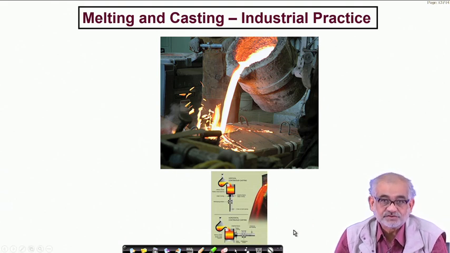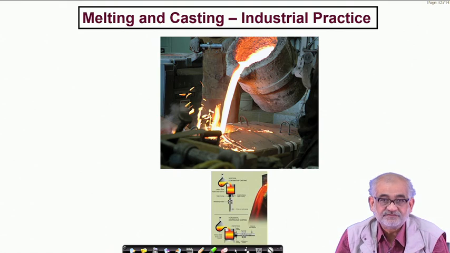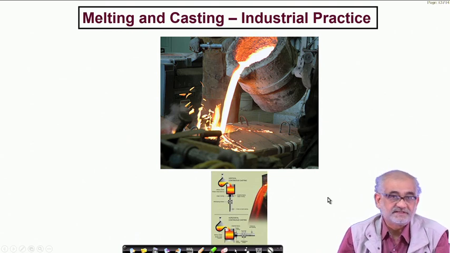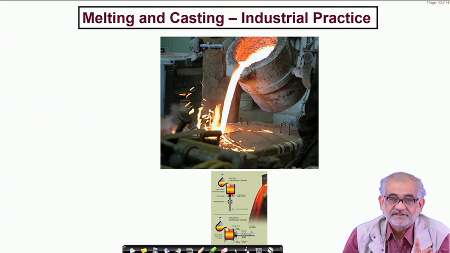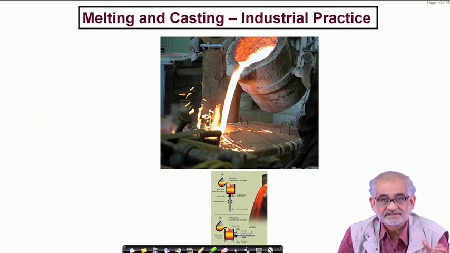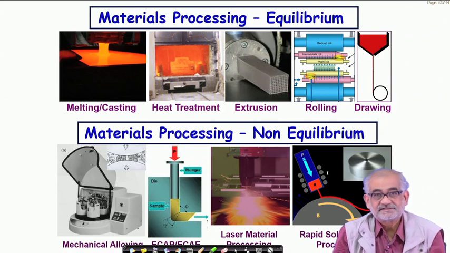On the other hand, we also can cast liquid metal continuously in either sheet form or rod form, and that is very useful, particularly in the steel industry. So melting and casting is a very standard industrial practice of forming solids. But that's not the only one.